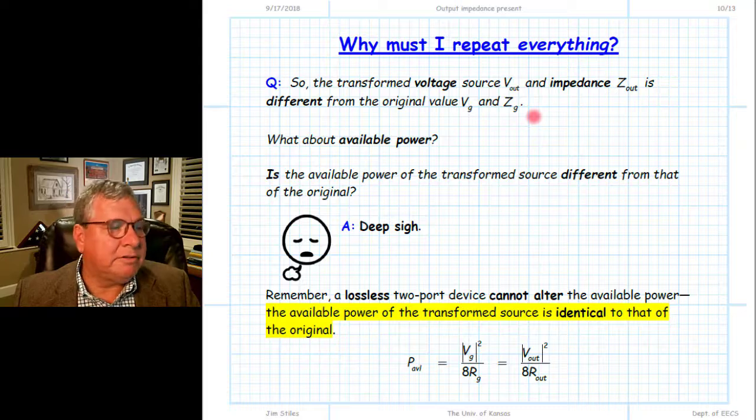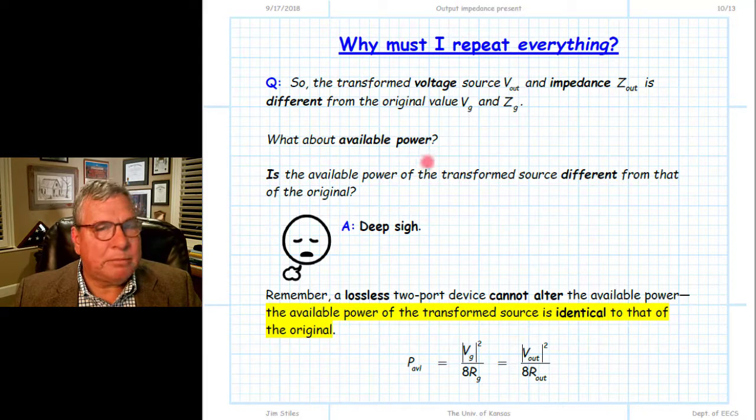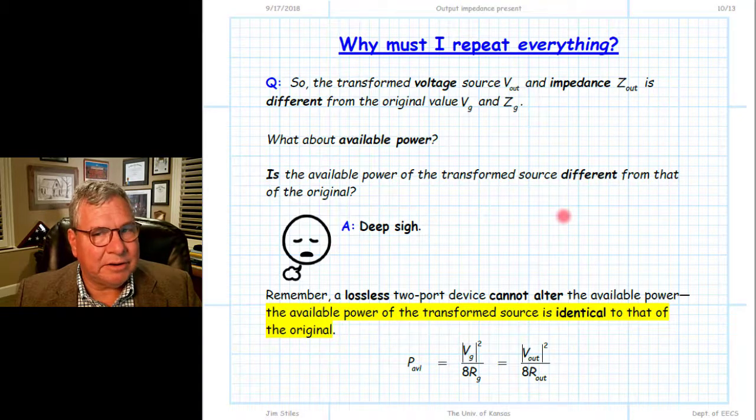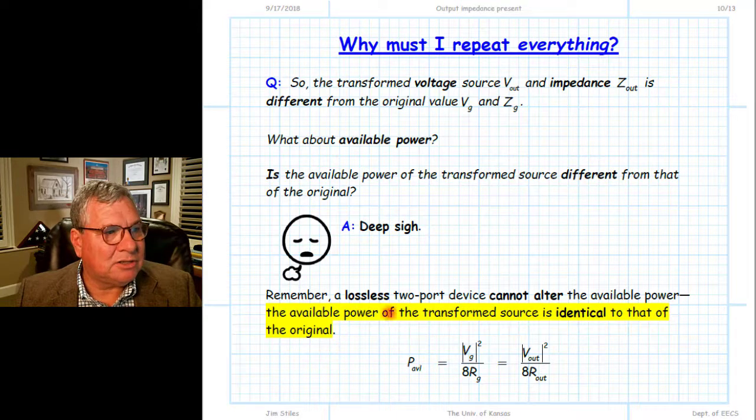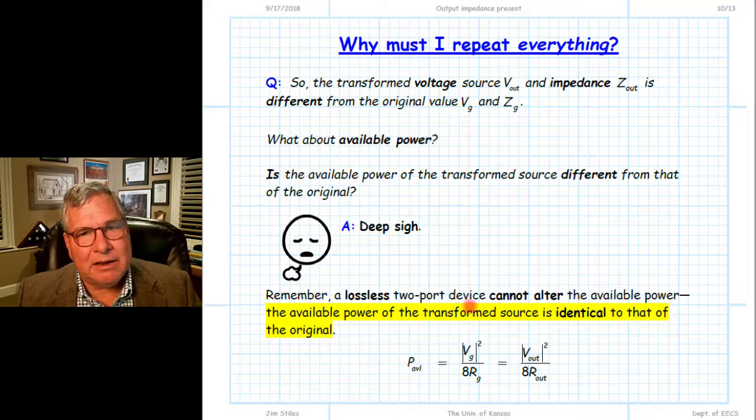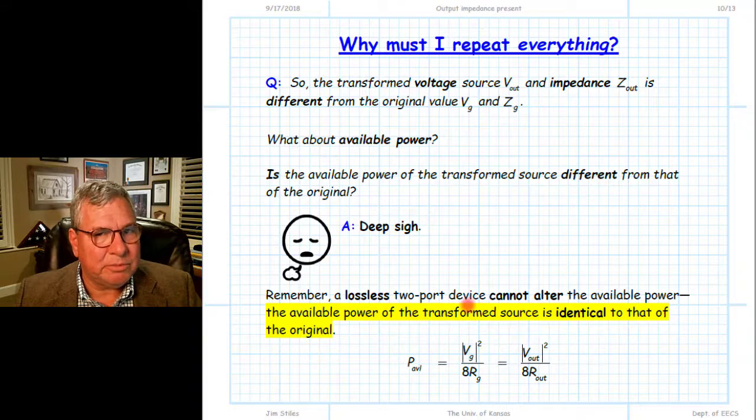We might ask ourselves then, what about the available power? What is the relationship between the available power of the original source and the available power of the transformed source? We could go through and do analysis and try to figure that out, but we don't need to do that because we know that our lossless transmission line is a lossless two-port device. And a lossless two-port device, as we've shown before, cannot alter the available power.